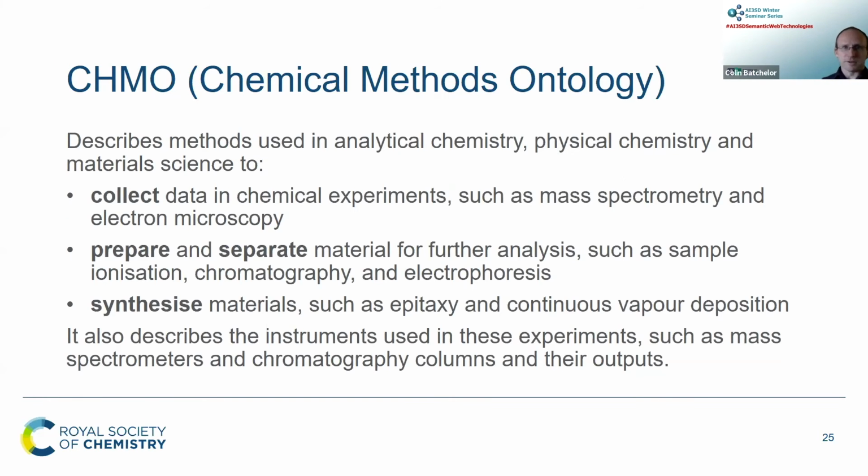The chemical methods ontology was really filling a gap in analytical chemistry and physical chemistry, where people have machines which do particular experiments and have particular output. So the simplest ones are those that collect data. So you have mass spectrometry, for example. You use a mass spectrometer to do mass spectrometry on a sample, and that produces a mass spectrum. All of this is trivial and pedantic. It's not obvious to a computer.